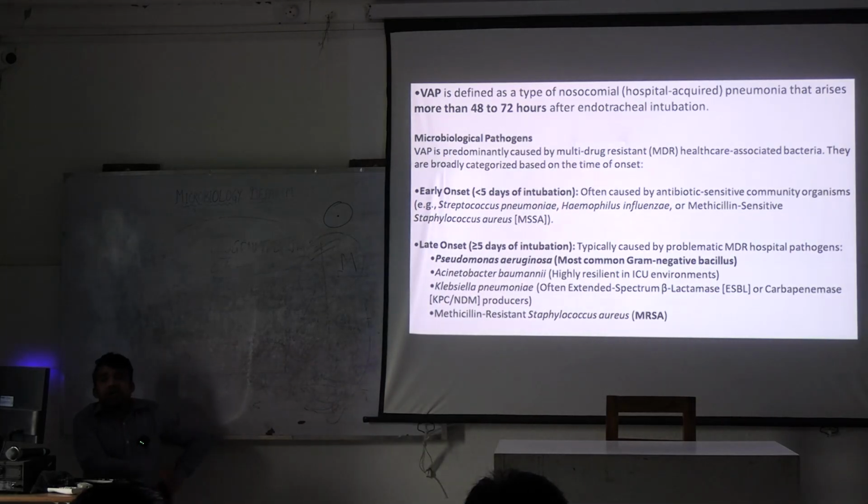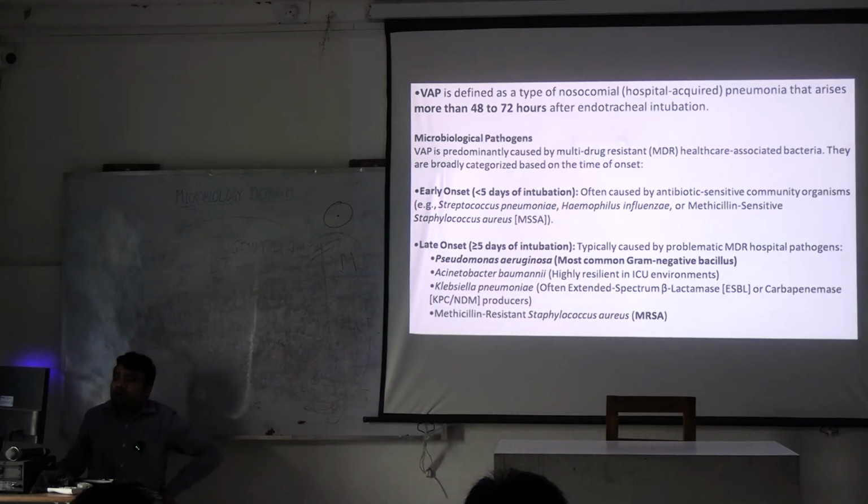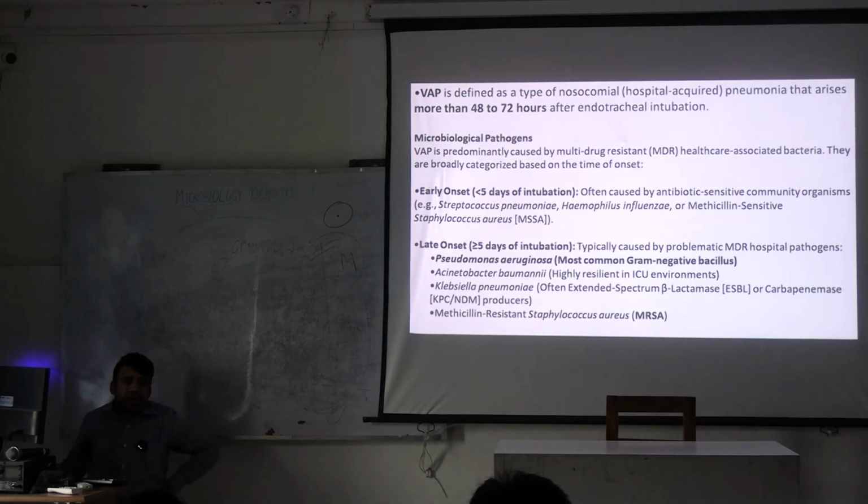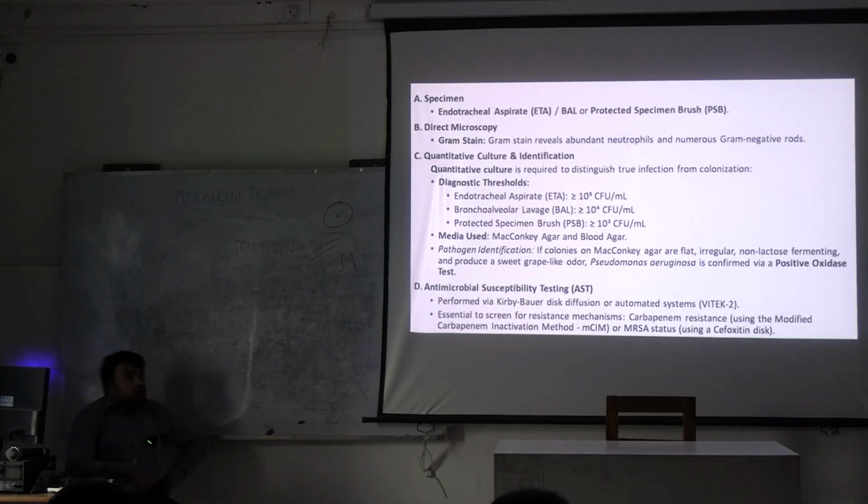Now look at the organism. Within the early onset, we can find organisms like Streptococcus pneumoniae, Haemophilus influenzae, and Staphylococcus aureus. So these are commonly found in the community. Whereas if the patient develops after 5 days of intubation, most commonly the organisms will be acquired from the hospital environment. Commonly Pseudomonas, Acinetobacter, Klebsiella, and MRSA, that is methicillin resistant Staphylococcus aureus. So now, how can we approach for diagnosis?